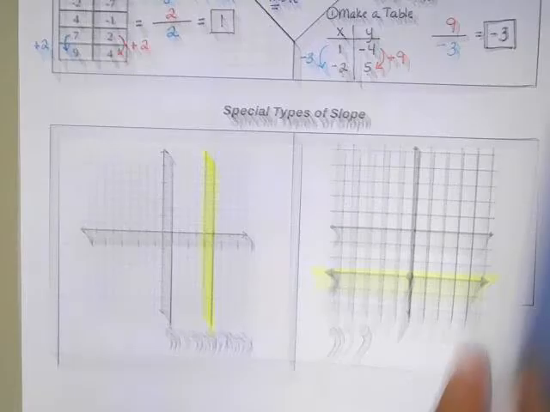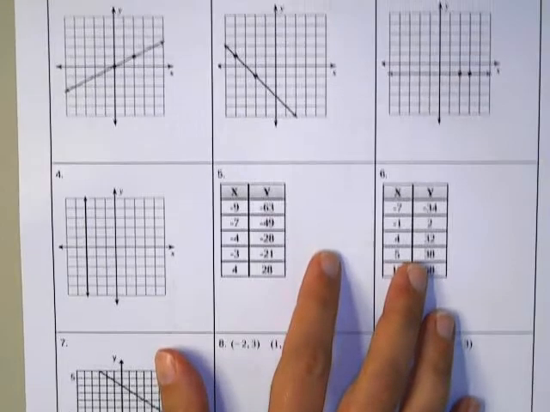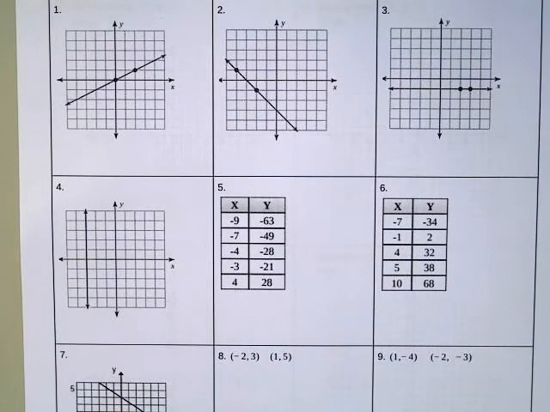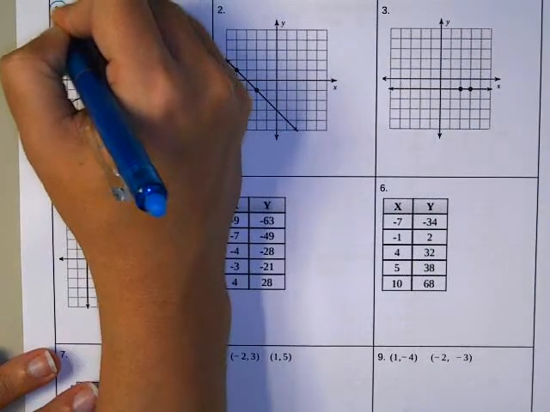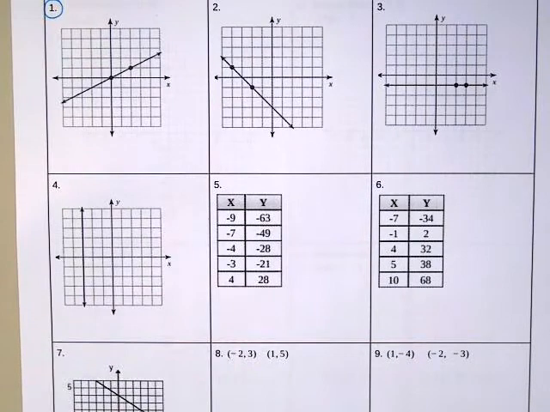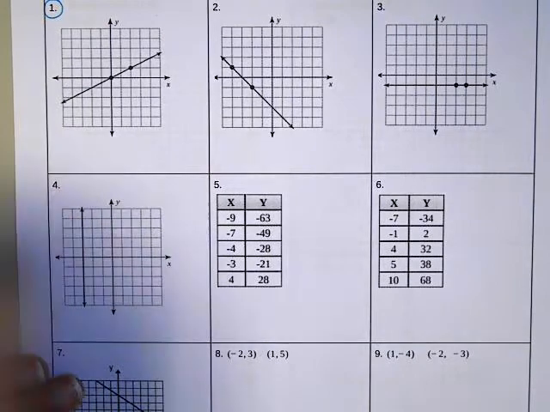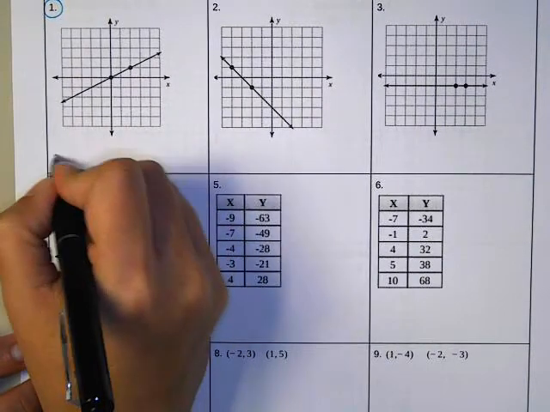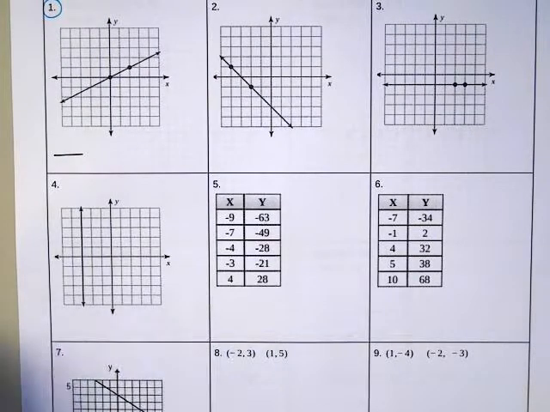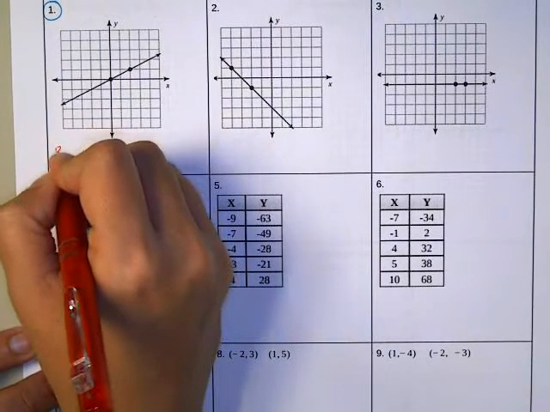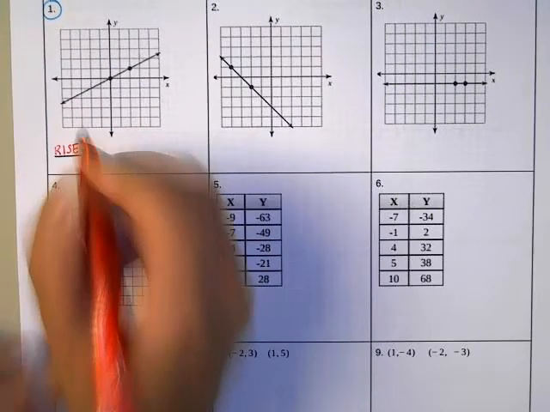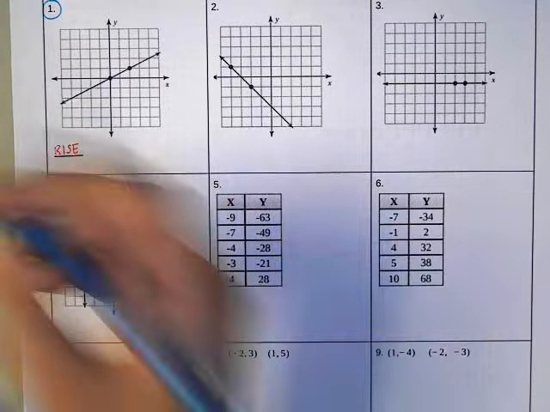All right, let's go ahead and just do a few quick practice problems to make sure we've got this idea of slope figured out. So we're going to start by doing problem 1 together. For problem number 1, I have a graph, so I'm going to think about slope using the idea of rise over run.